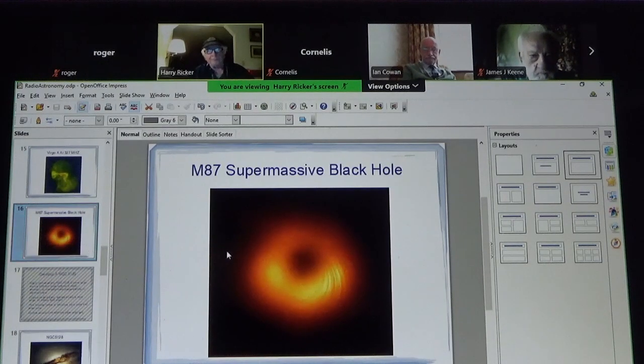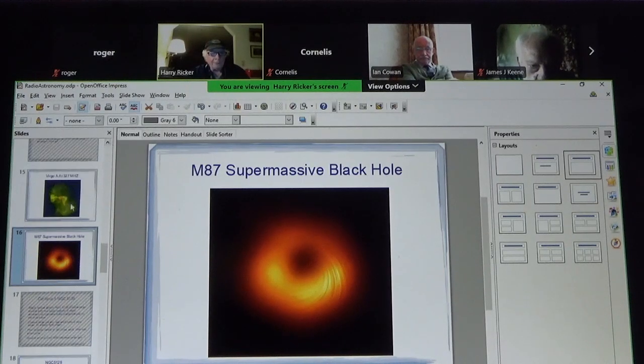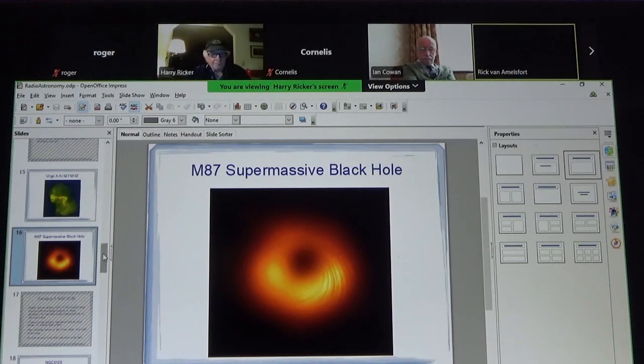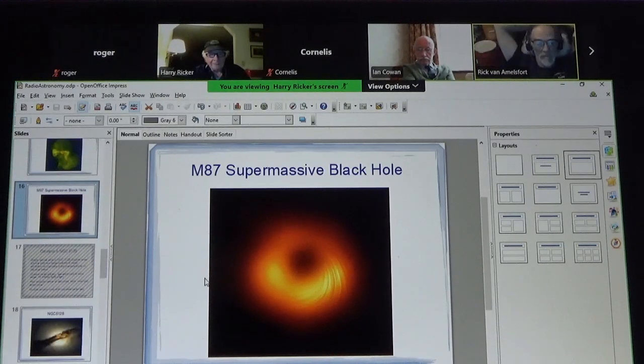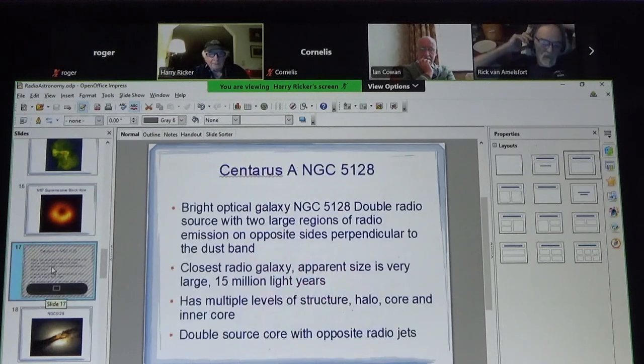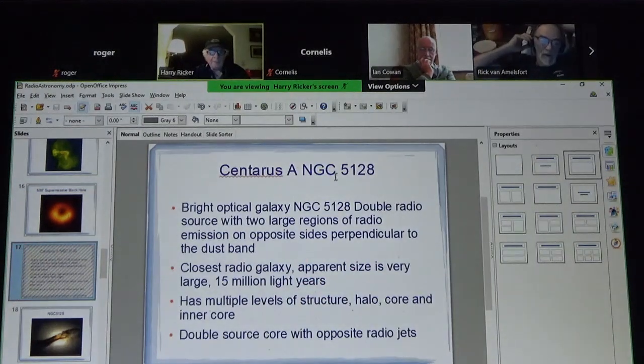Okay, now here's one of the main reasons for bringing this up. This particular radio galaxy is where they got this picture of the supermassive black hole that was published a few years ago. And there's the picture. What is it a picture of? It's a picture of the center of M87. It's a torus field. Could be, might not be. It's poor resolution. I want to talk about Centaurus A.